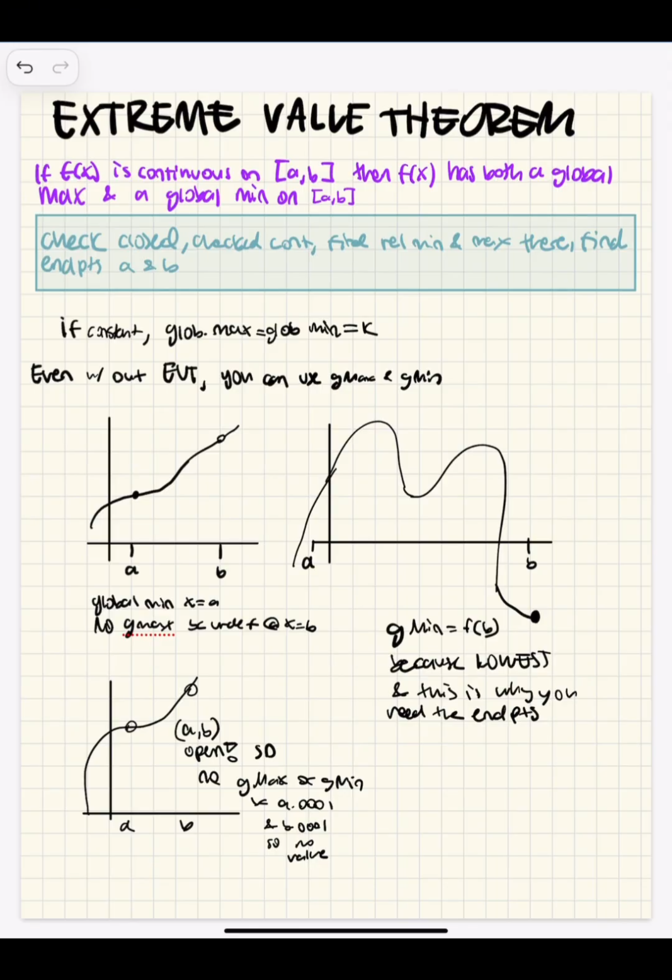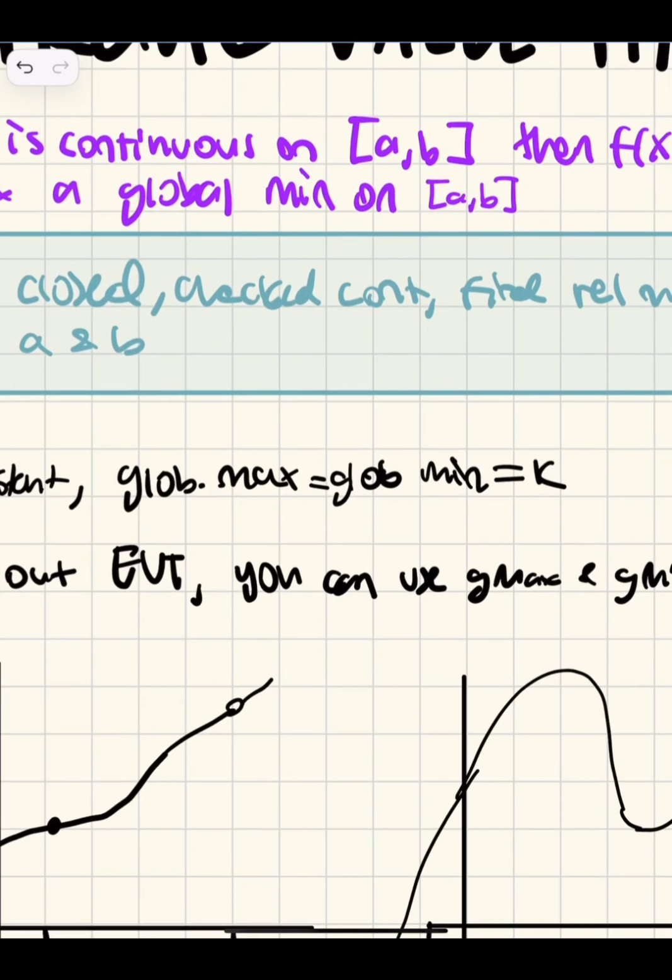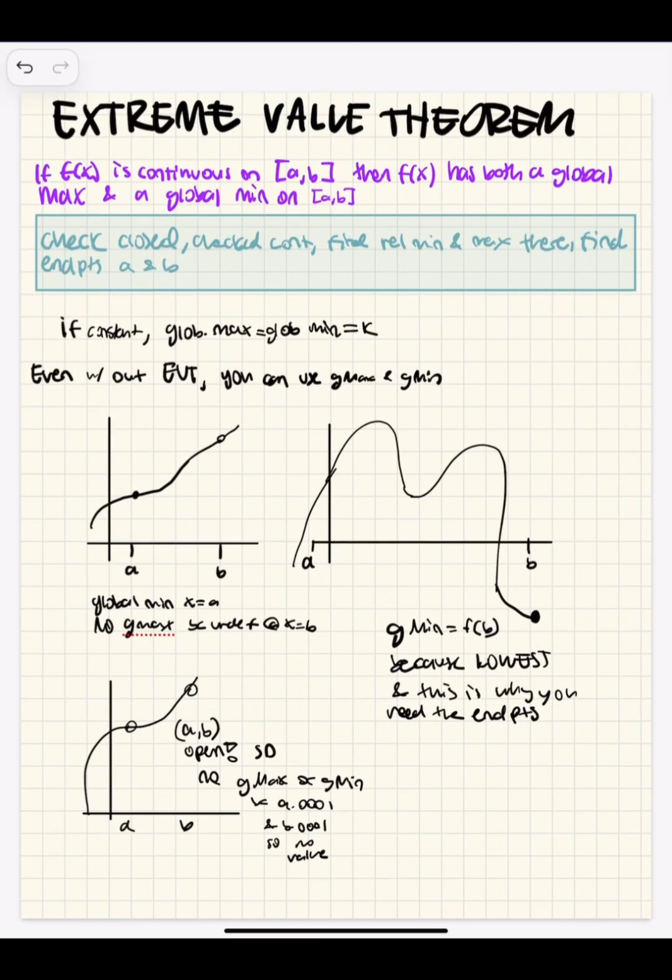The idea that the extreme value theorem presents is that f of x is continuous on [a, b]. Note the closed brackets, it does matter. Then f of x has both a global max and global min on that. That's basically all the theorem says. And there are 3 steps to doing this: check that it is closed brackets, check that it is continuous, find the relative min there, find the max there, and find the endpoints a and b.